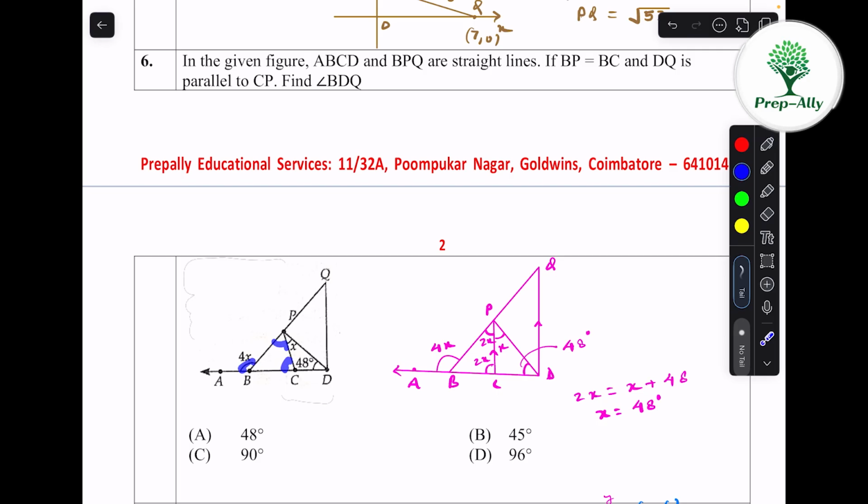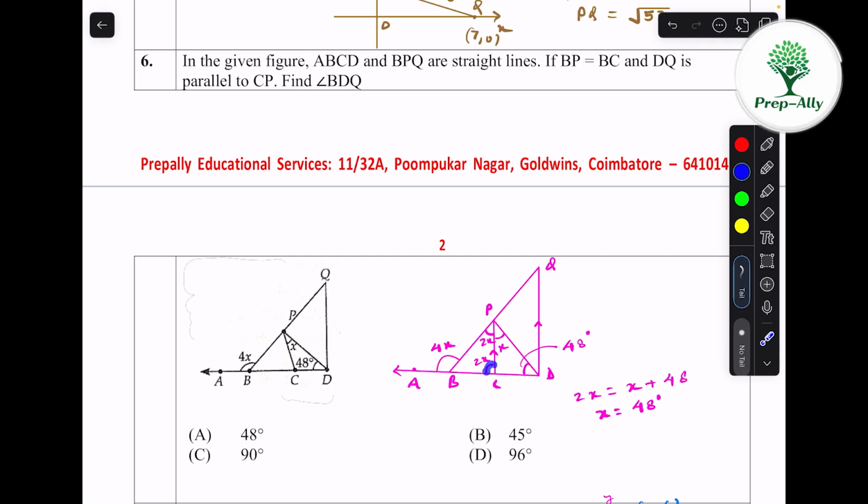This angle equals this plus this, so this equals this plus this, and these two are equal. That means it is 2x, also 2x. And this angle is given as x, and this angle is 48. So we want to find this angle BDQ.